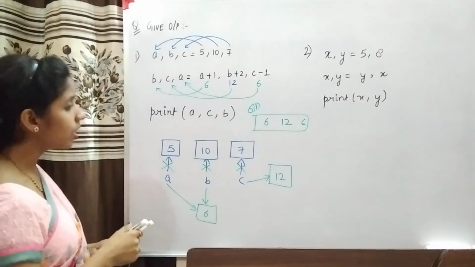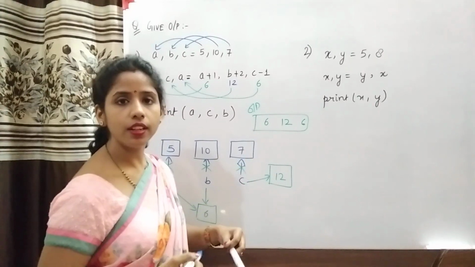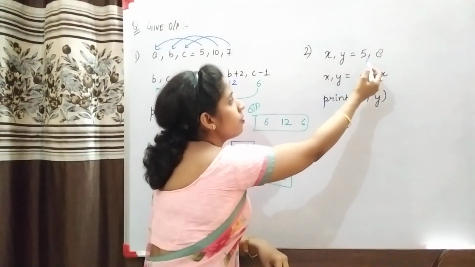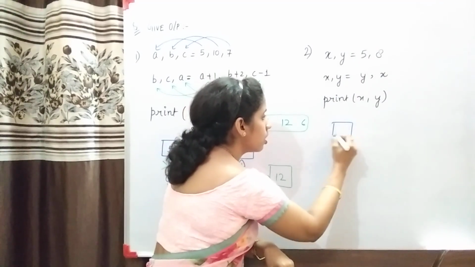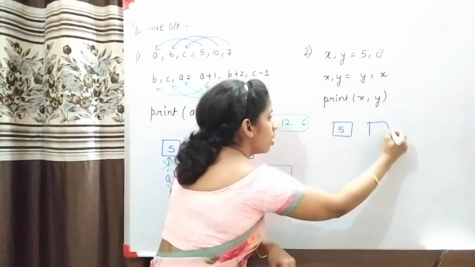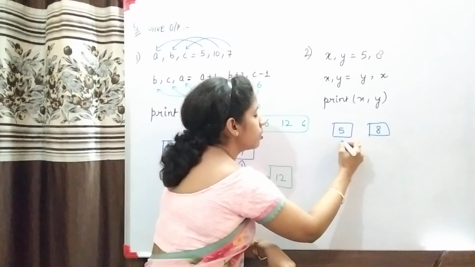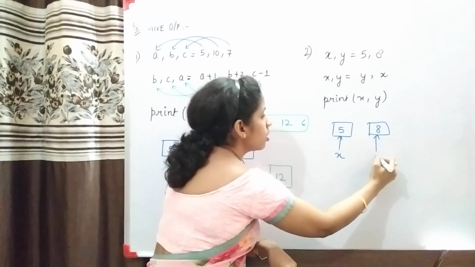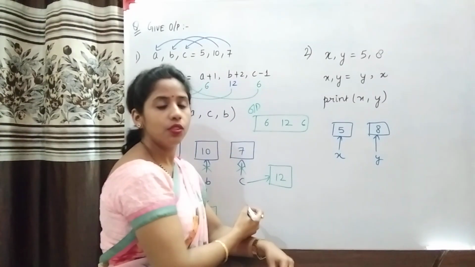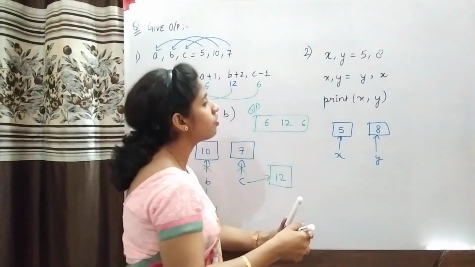ओके. नाउ सी, लेट अस सी अनदर कोड व्हिच इज देयर. x comma y is equal to 5 comma 8. So there will be a location where 5 will be stored and 8 will be stored. X will be pointing to 5 and y will be pointing to 8. Okay, now after this see what they have done.